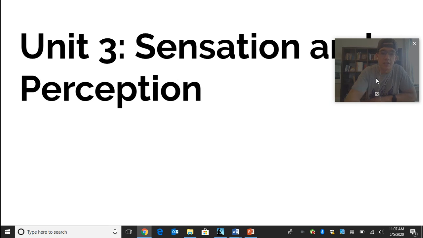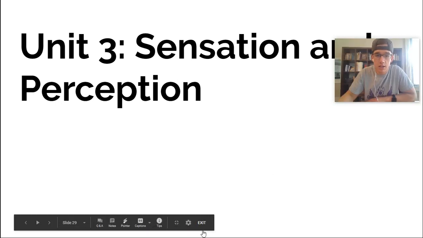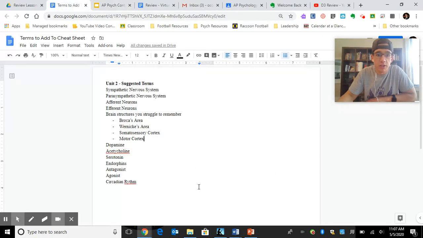So just to summarize, these would be terms I think are good to add just because they're either confusing or very likely to show up on FRQs. And then for the brain structures, I gave you those four as probably the big four that we didn't talk a lot about. We probably just briefly went over them. So it'd be good to add them to your cheat sheet.